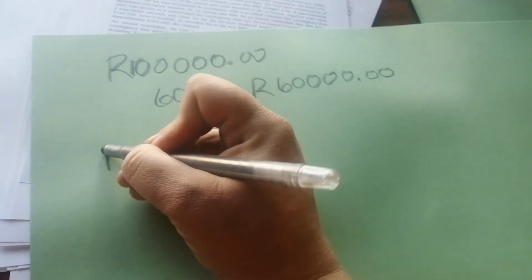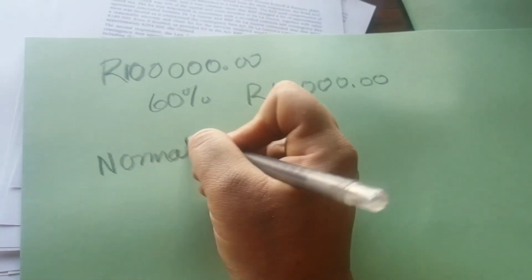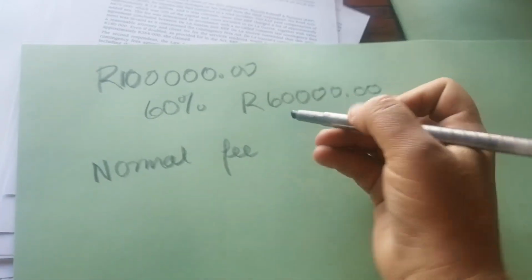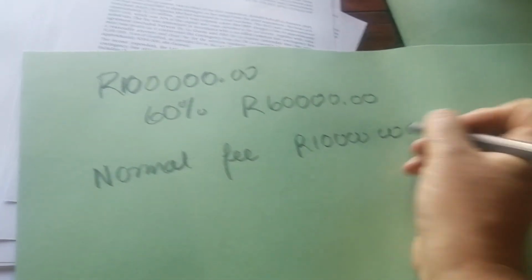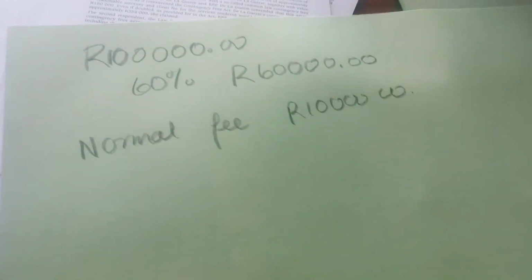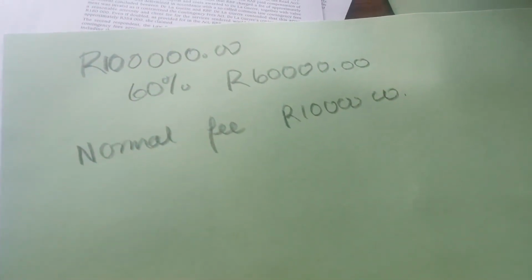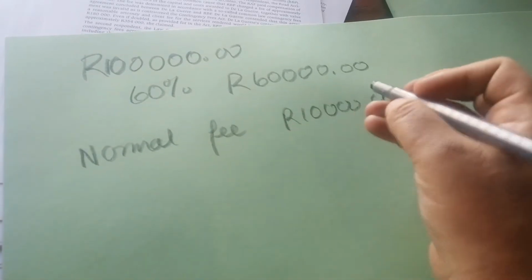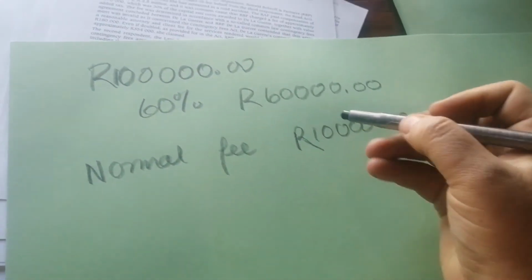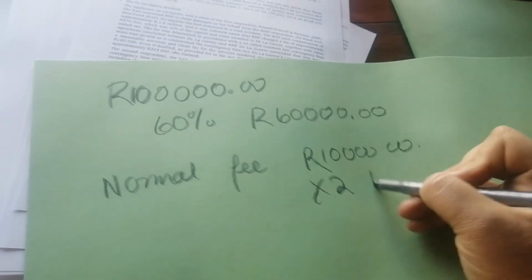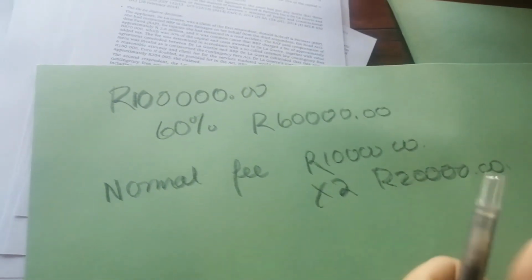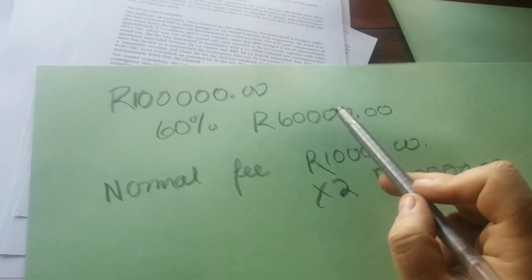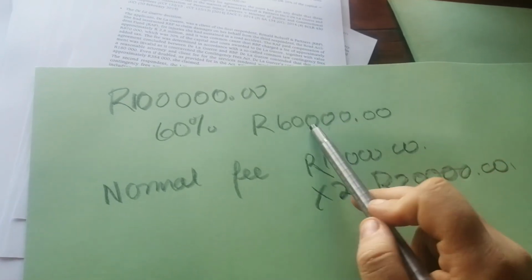Now, my normal fee was 10,000 again, let's say, for example. What am I entitled to in terms of the Contingency Fees Act? Well, I take my normal fee and I times it by 2, and I get 20,000. What is 25% of 60,000? Remember, it's what my client actually got.